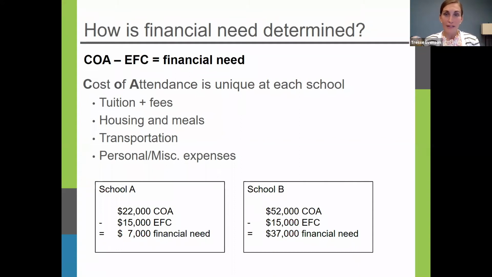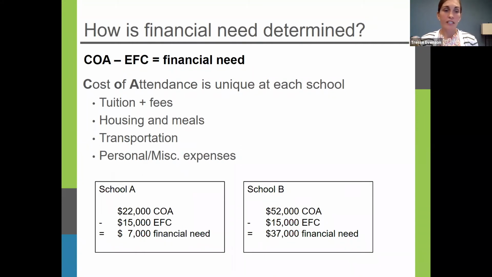It is the math equation of cost of attendance minus expected family contribution. That's your financial need. So the starting number in that simple equation is cost of attendance. Each school has a cost of attendance. No school has the same cost of attendance. The components that make up a cost of attendance are tuition and fees, housing and meals. That might be on-campus room and board. It might be living off campus and eating. But there's an allowance or a calculation for housing and meals.